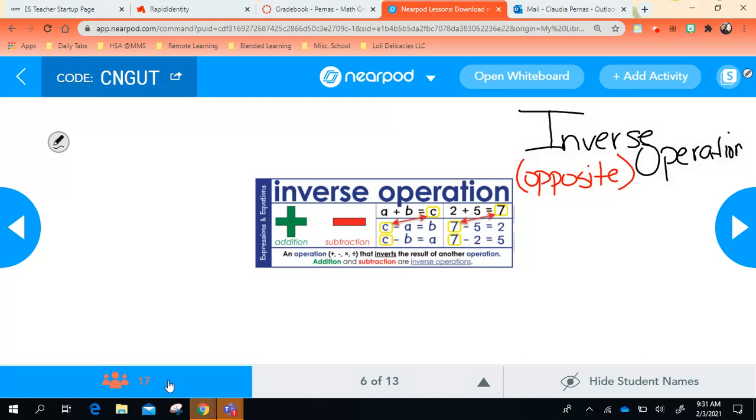So we have addition and subtraction. So when we have an addition problem, the inverse is subtraction. When we have a subtraction problem, the inverse is addition.